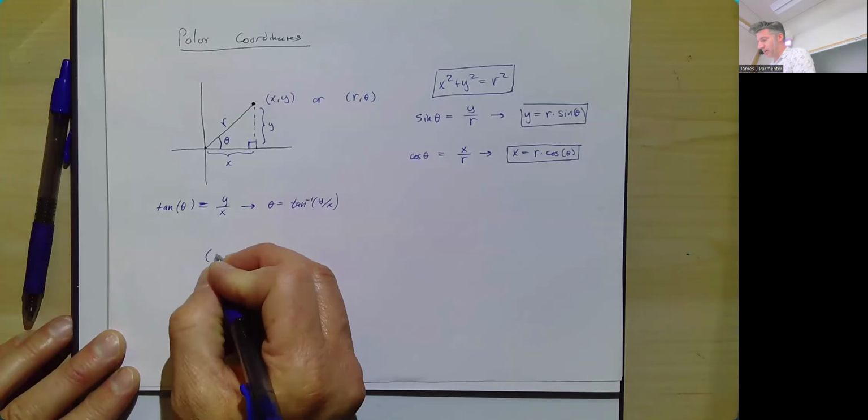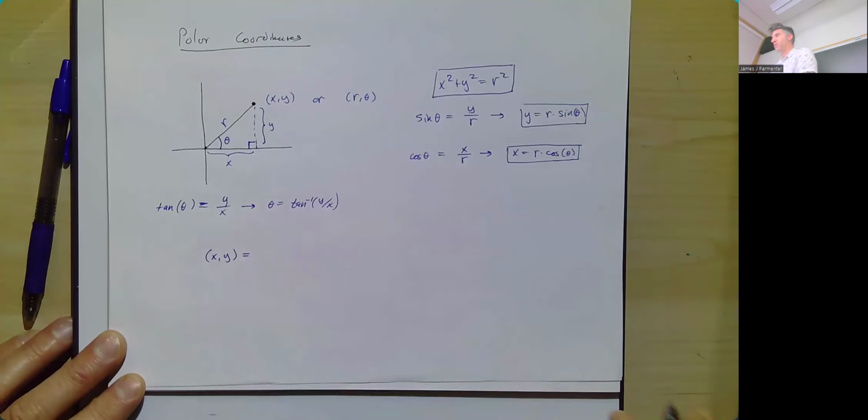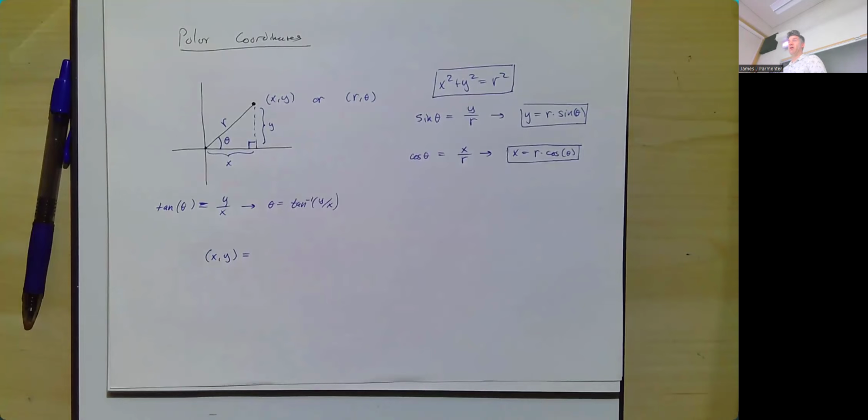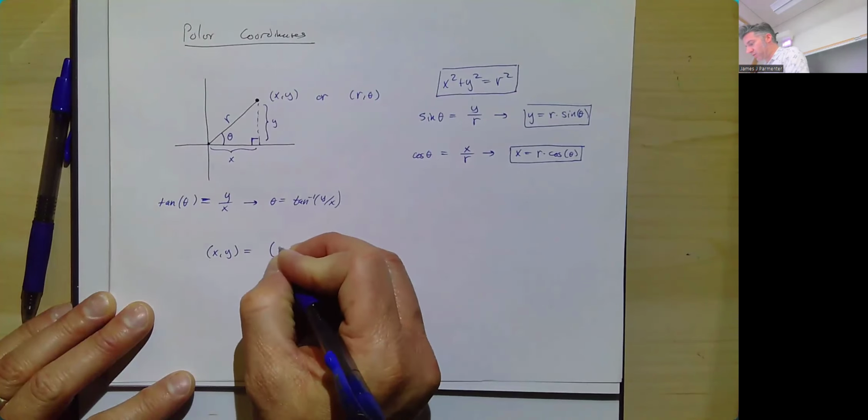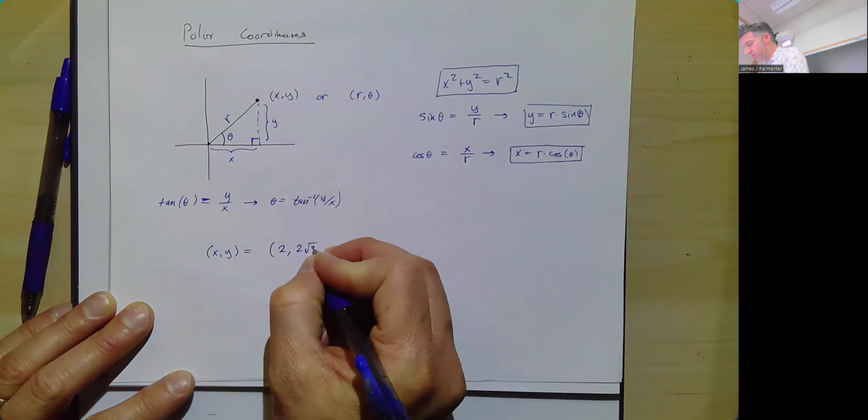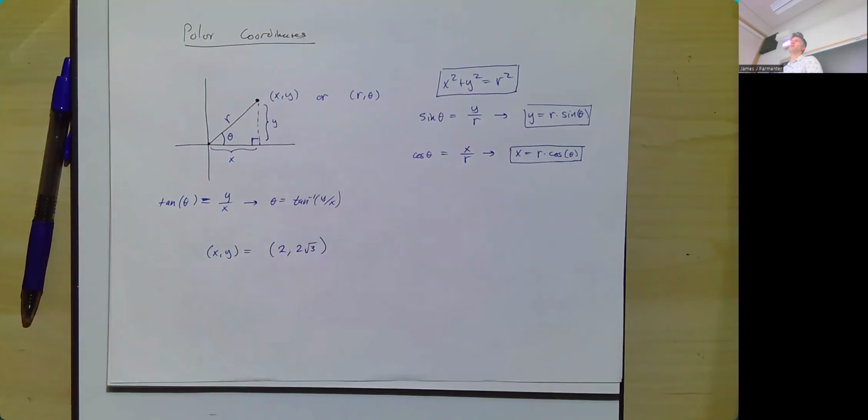So we could say that x comma y is equal to the point, and I'm going to make up a point that I know is easy. Let's say that xy is the point 2 comma 2 root 3. Hopefully that's good. That should work.